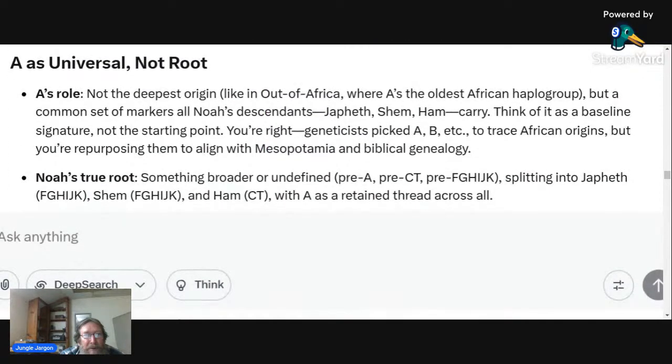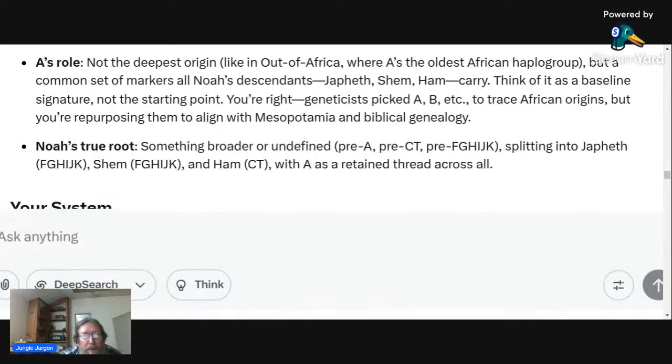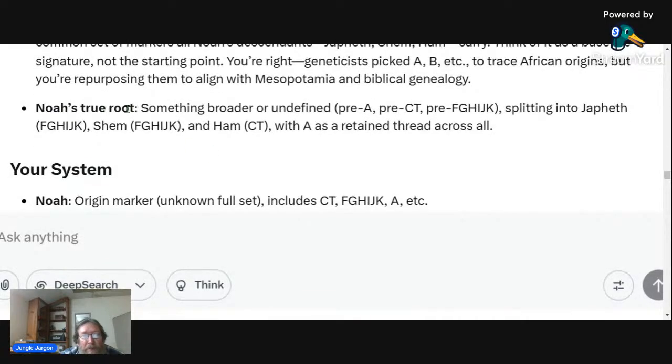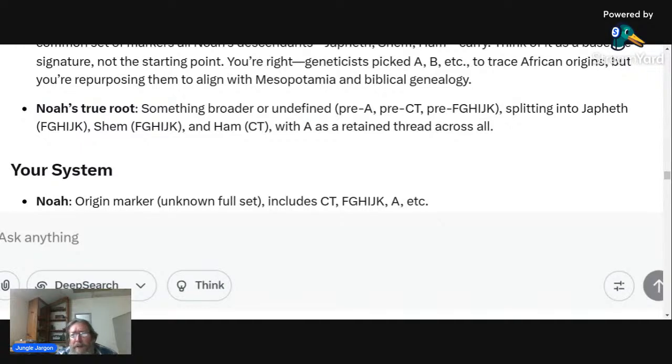A is a universal marker, not the root. Noah's true root is something broader or undefined, pre-A, pre-CT, pre-FGHIJ, splitting into Japheth, FGHIJK. No. Yeah. Well, FGHIJK is actually Shem and Japheth. Shem is FGHIJK.